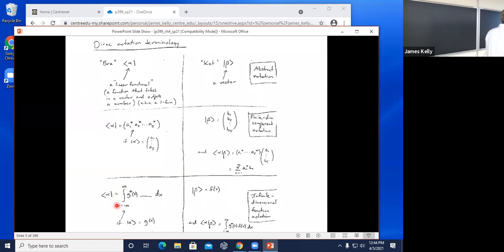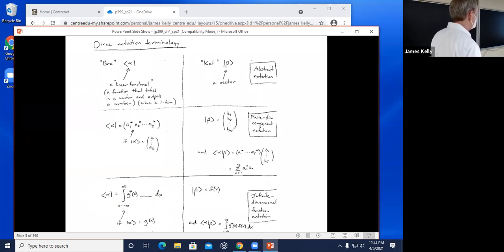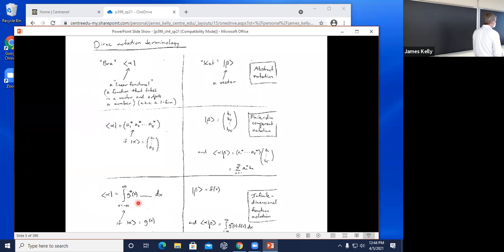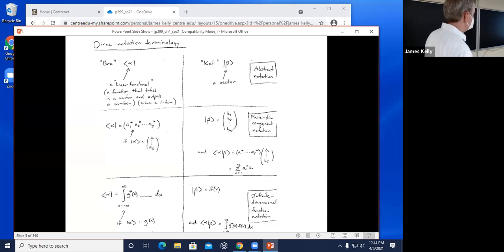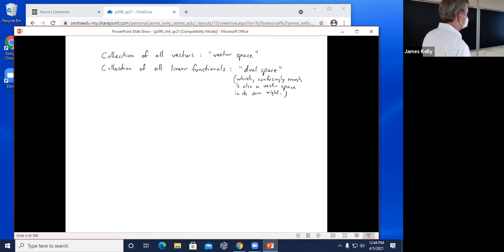Well, it's sort of awkward to write it. We say, what is the linear functional that corresponds to the vector g of x? Well, we take the complex conjugate of it, and then we have to leave a little blank here that says I'm ready to take in a vector in function form, and then I integrate from minus infinity to infinity. That gives me the inner product. So again, this is the corresponding linear functional that takes in a vector and gives a number back as the inner product.